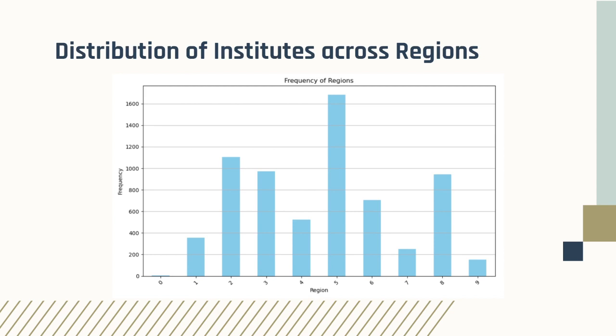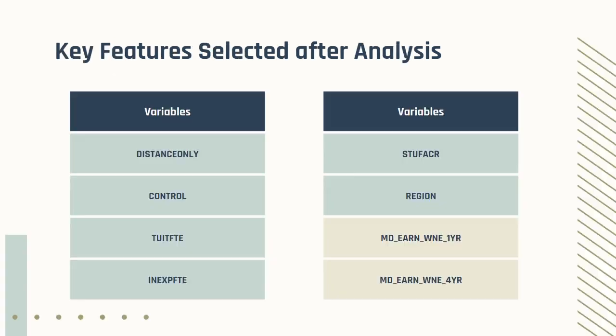Next, we can see the distribution of institutes across regions. We can see region 5 has the maximum number of institutes. So for example, if a student wants to get admission in region 9, the student would have fewer opportunities than if he aims to pursue education in region 5. The next are the key features we selected after in-depth analysis of all the features. Now Pratham Patel would be explaining these features in detail.